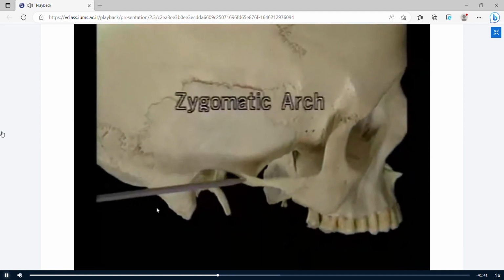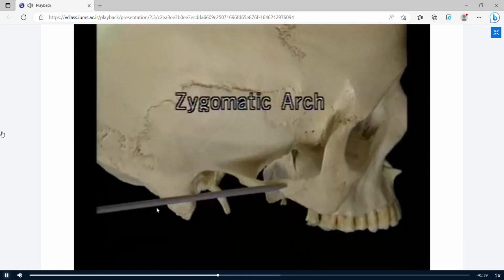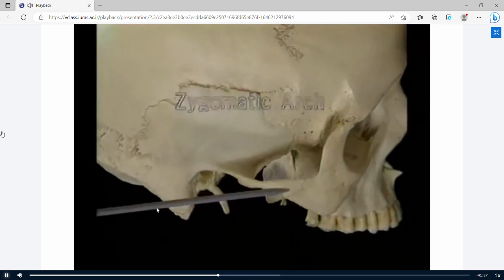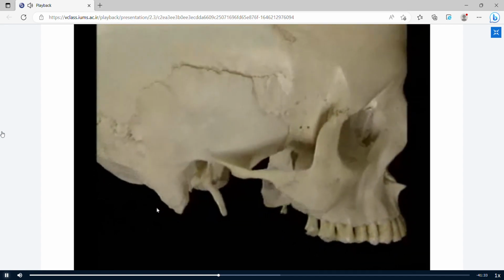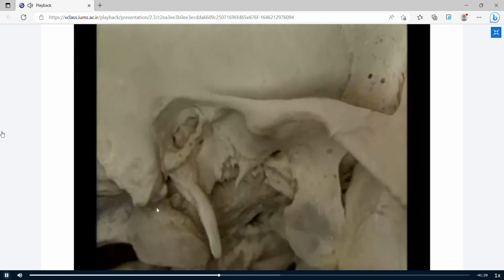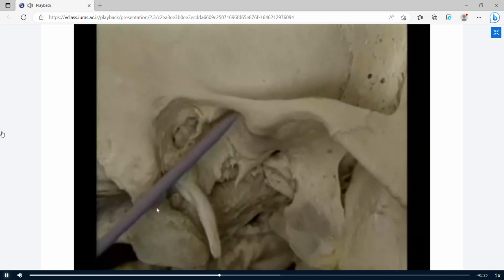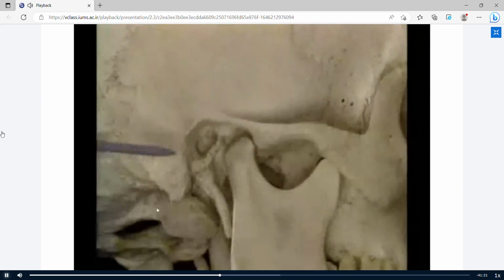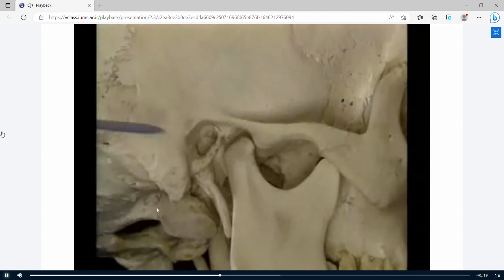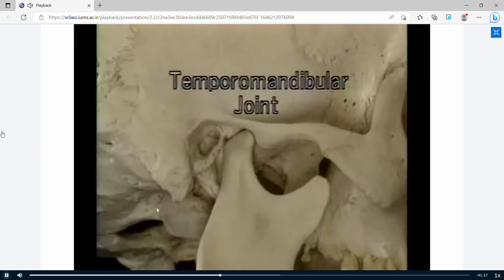This is the zygomatic arch, formed largely by the temporal bone and partly by the adjoining zygomatic bone. Here on the underside of the root of the zygomatic arch, this complex curved surface articulates with the condyle of the mandible to form the temporomandibular joint.